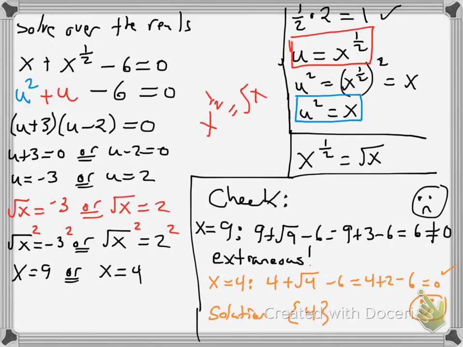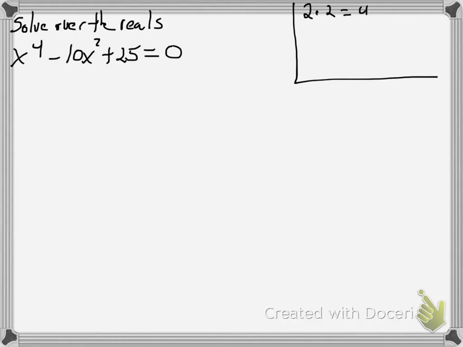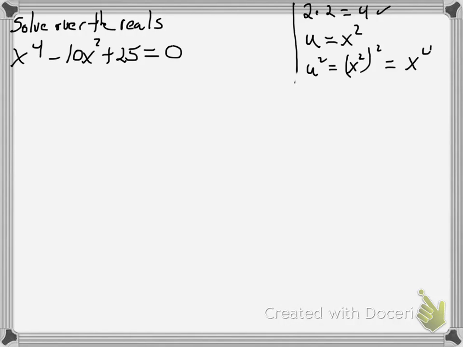Okay. Let's go ahead and look at another example. This is the second one we did in class on this subject. So x to the 4th minus 10x squared plus 25 equals 0. The smaller exponent is 2, and so we're going to take that smaller exponent, multiply it by 2, and if it's equal to the larger exponent, then we're probably in quadratic form. And in fact we are. So we'll let u equal the smaller, x squared. u squared will be x squared squared, which is x to the 4th.